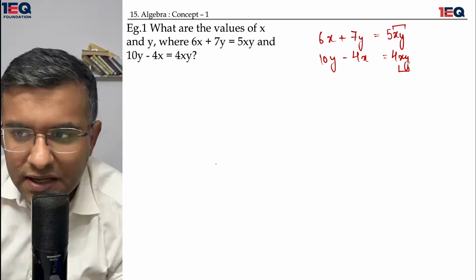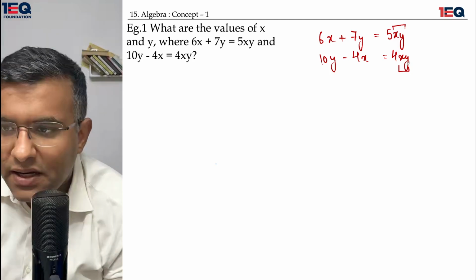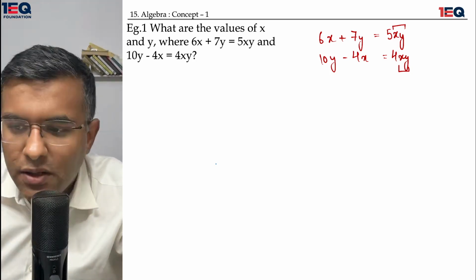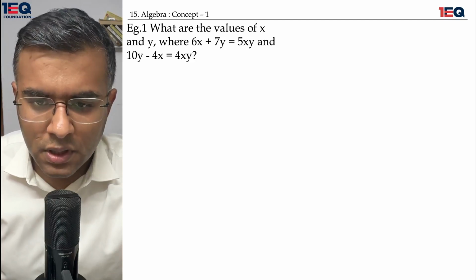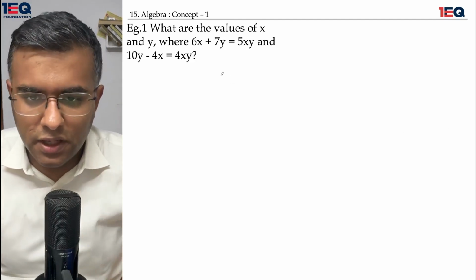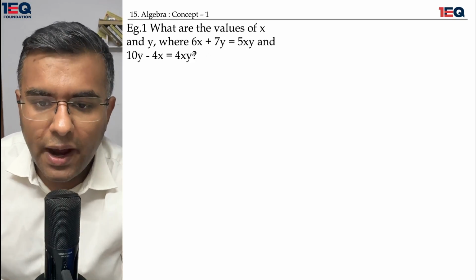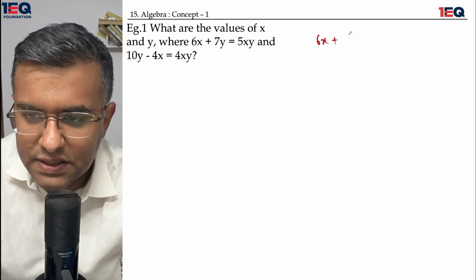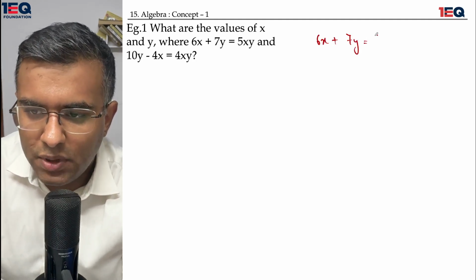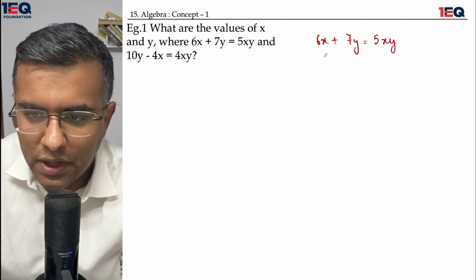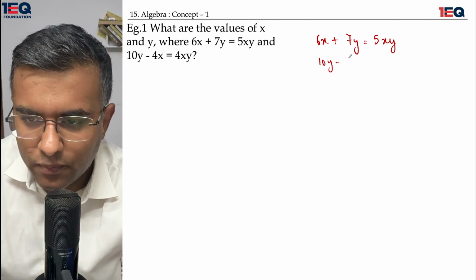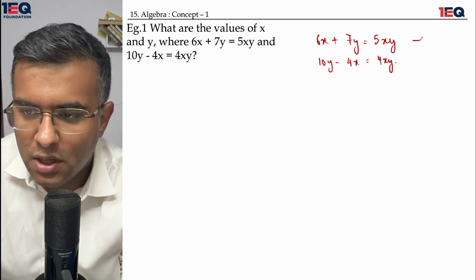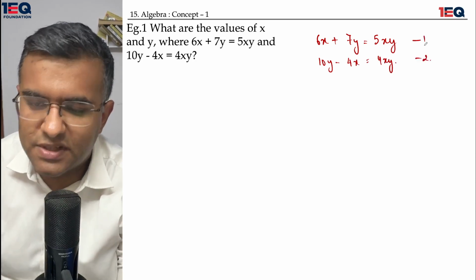And secondly, there is another point. So we have two equations over here, and I'll quickly write them down first. I have 6x plus 7y being equal to 5xy, and 10y minus 4x is equal to 4xy. This is the first equation and this is the second equation.